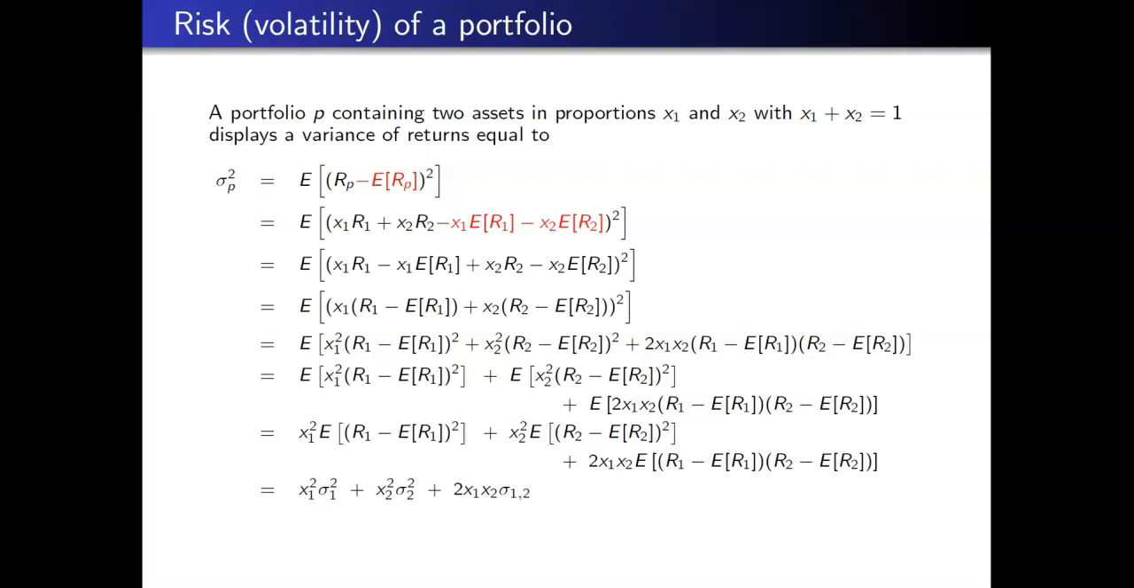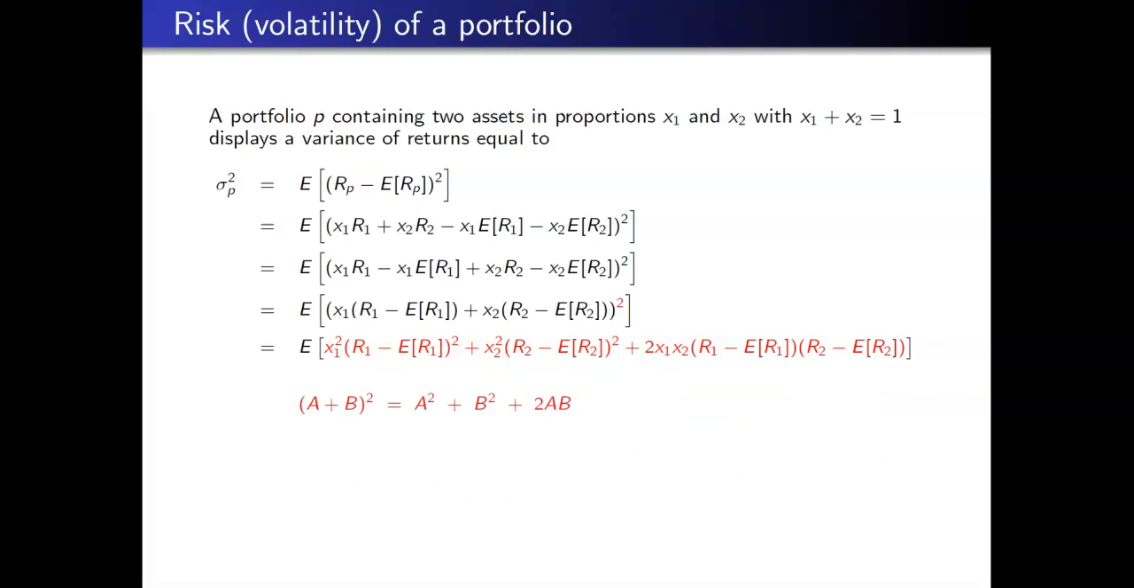But here we subtract the expected return of the portfolio. Now we move all the terms derived from asset 1 together, all the terms related to asset 2 together, and then we extract the x's and put the x in front of a parenthesis where we have the difference between the return of each asset and its expected return. We explode the square, and this is what we obtain.